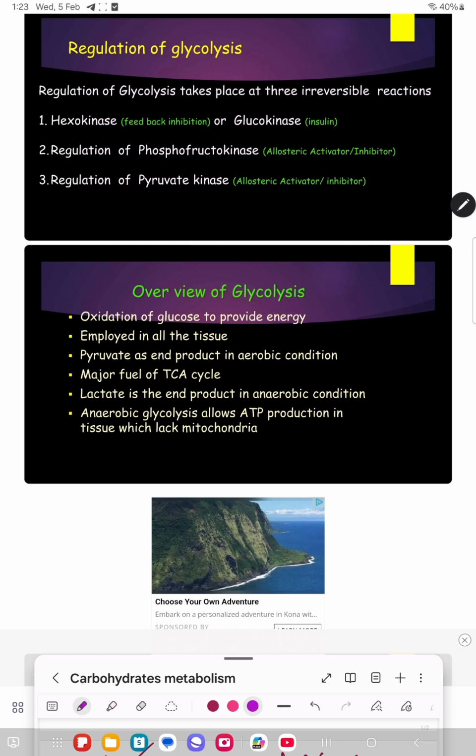Second is the regulation of phosphofructokinase, okay. At the second step, regulation will take place, and the third one is pyruvate kinase, same, okay. So here is the overview. I don't think that I have to repeat it, okay. Please repeat or read it on your own.